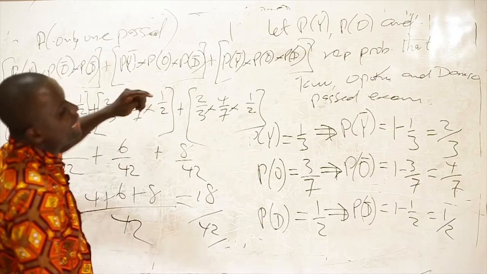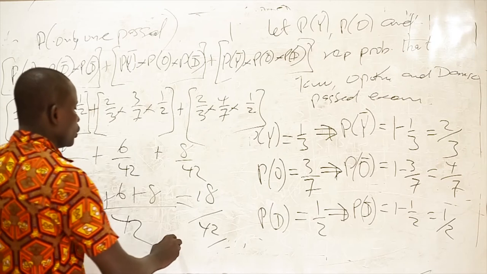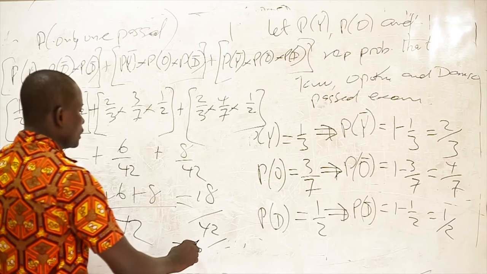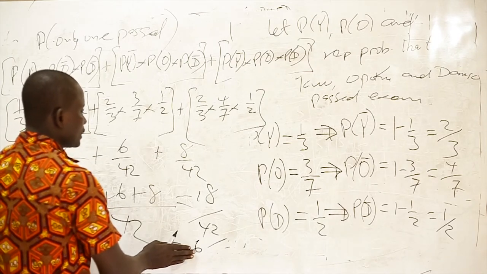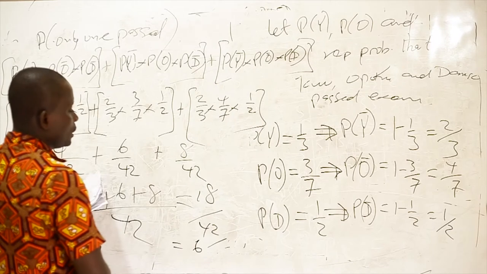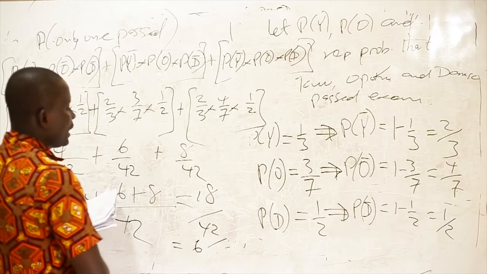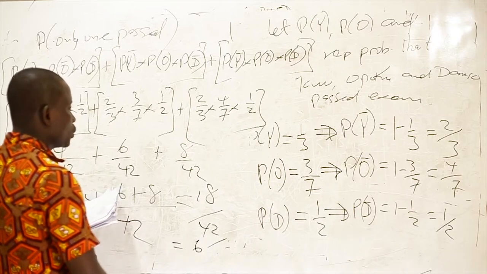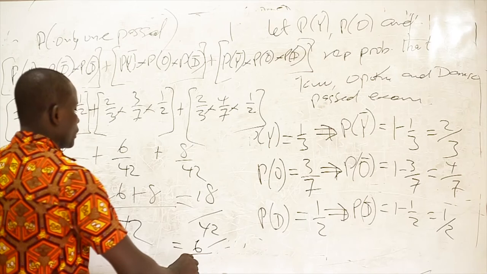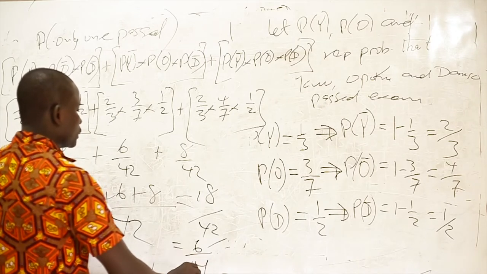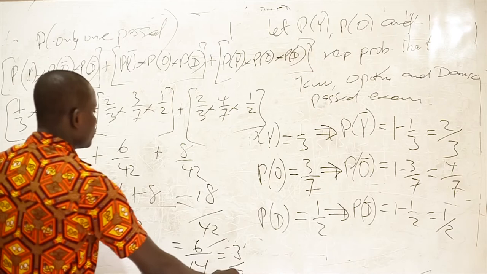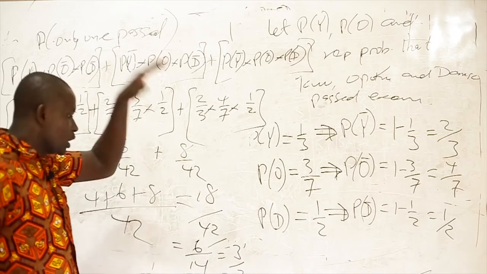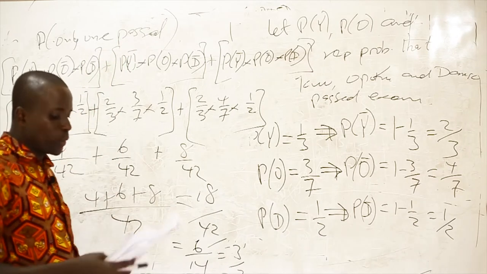Now, if you face any difficulty in canceling it, just compute 18 divided by 42, and the calculator will reduce it for you. 3 goes into 18, 6. Then 3 goes into 42 by what? Is it 13? No, it's 14. So this one could still be reduced to 3 over 7. But to cut it short, you just compute 18 over 42. The moment you click equals, it will reduce it to the lowest term for you.